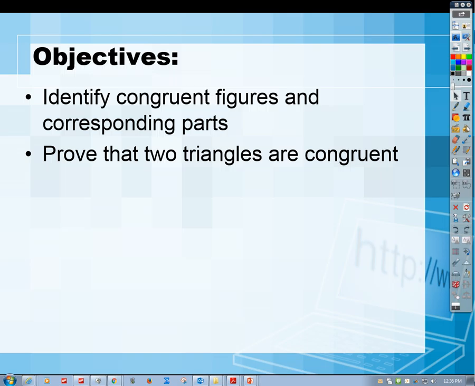I want to take a look today at, okay, quick review of congruent figures. So in talking about that, we want to be able to identify congruent figures and corresponding parts.